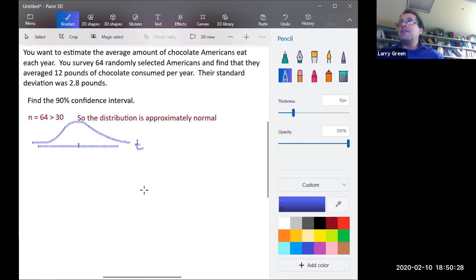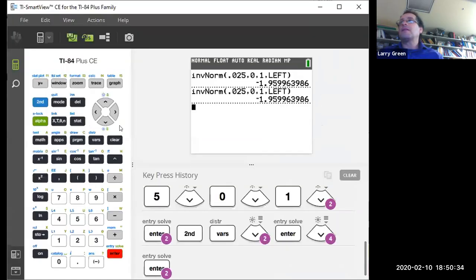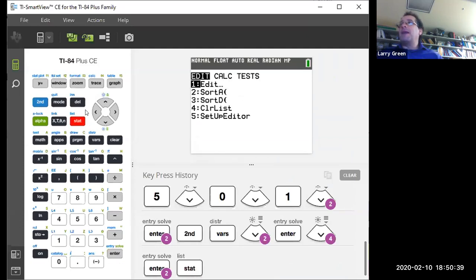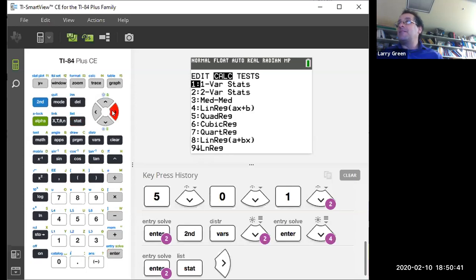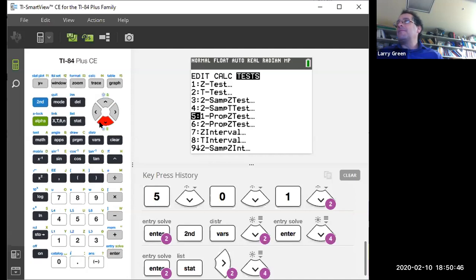Okay, so now what I do is go to my calculator, and I am going to go to stat. That's going to be the big button. And I'm going to go to tests, and then I'm going to go to t interval. T because we're using the t distribution, and then interval because we want the confidence interval for a population mean.